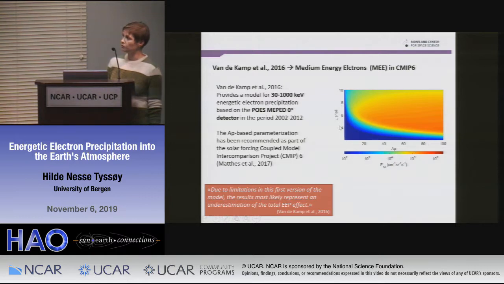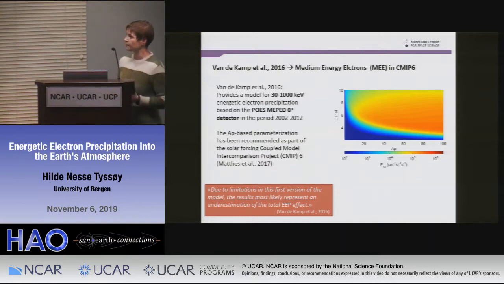So all the data from the POES is basically sorted into bins, and finally there is a mathematical description trying to resemble how the data looked. Details of this you can find in Van de Kamp et al. 2016. But the authors themselves say that due to limitations in the first version of the model, the results most likely represent an underestimation of the total energetic electron precipitation effects.